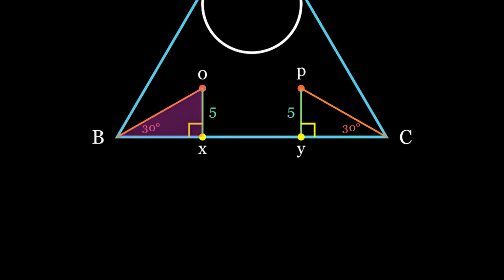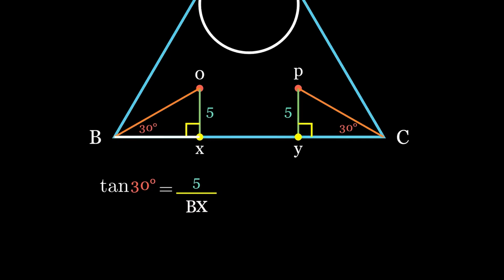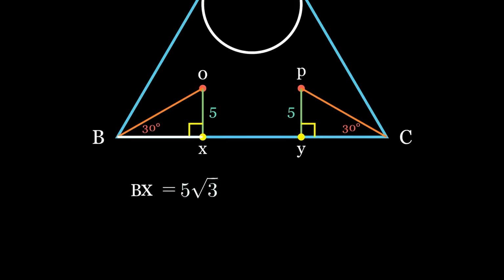We now focus on triangle OBX to determine the length BX. The opposite is equal 5, so we have tan of 30 degrees equal the opposite, which is 5, divided by the adjacent BX, making BX the subject. BX is equal 5 divided by tan 30 degrees, which is equal 5 times the square root of 3. Remember, BX is equal CY is equal 5 root 3.